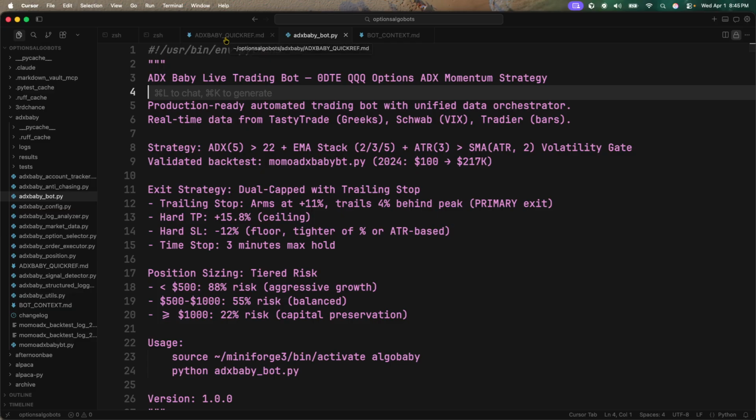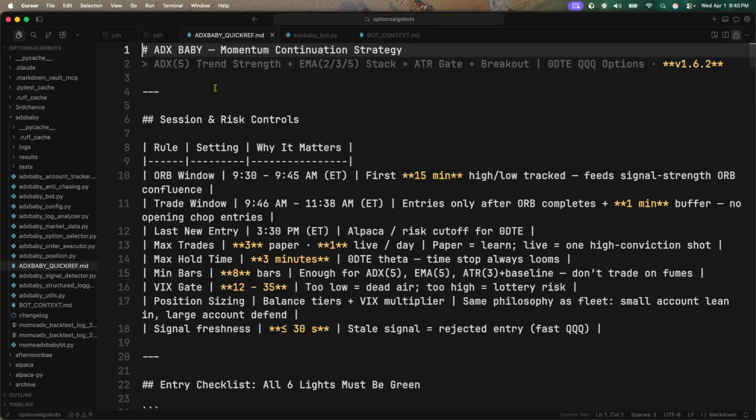As we stated before, this bot trades on ADX, and ADX is going to let us know the trend strength. So ADX needs to be greater than 22. That's what this bot is looking for. This bot is also going to be using EMA, the exponential moving average. Now, it's using EMA a little differently.